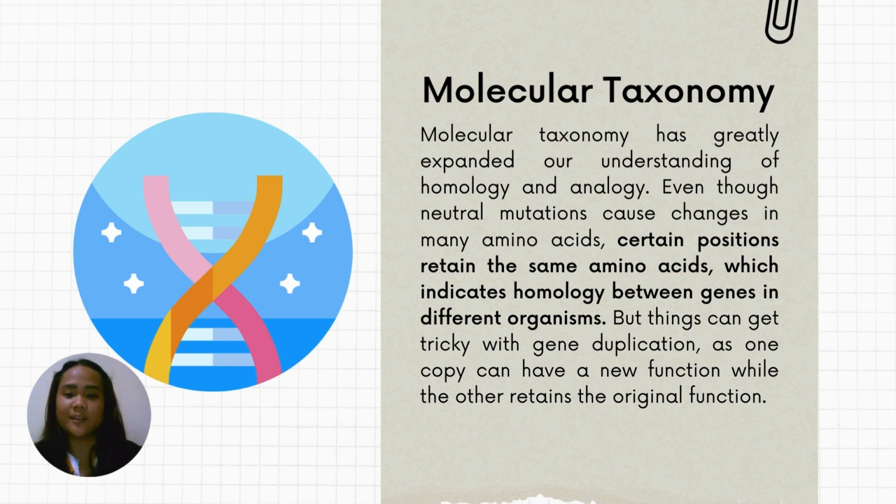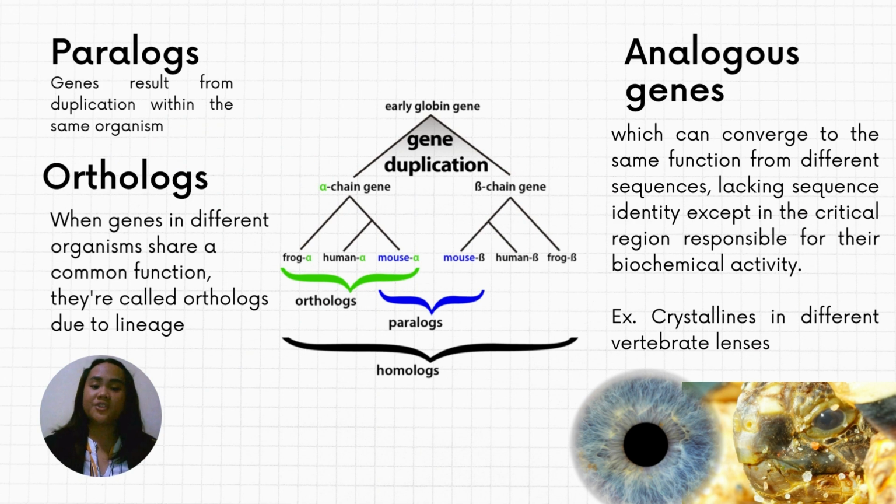Molecular taxonomy has greatly expanded our understanding of homology and analogy. Even though neutral mutations cause changes in many amino acids, certain positions retain the same amino acids, which indicates homology between genes in different organisms. But things can get tricky with gene duplication, as one copy can have a new function while the other retains the original function. When genes result from duplication within the same organism, they're called paralogs. When genes in different organisms share a common function due to lineage, they're called orthologs. It's crucial to distinguish true orthologs for accurate species comparisons.